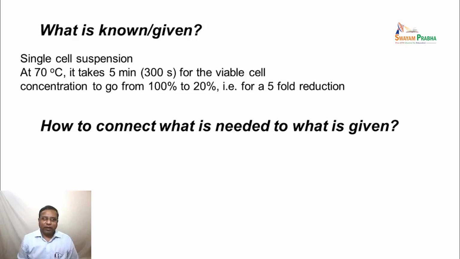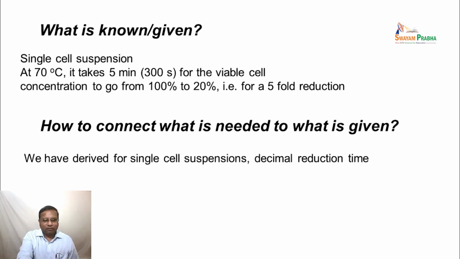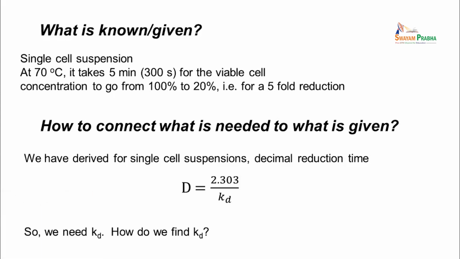Then the third main question: how to connect what is needed to what is given. If you think about it, I'm sure quite a lot of you would have solved this. We have derived the decimal reduction time, which we also reviewed a few minutes ago, as 2.303 by Kd. Therefore, we need Kd. If we have Kd, we can find D, the decimal reduction time, which is what is required in part A. How do we find Kd?